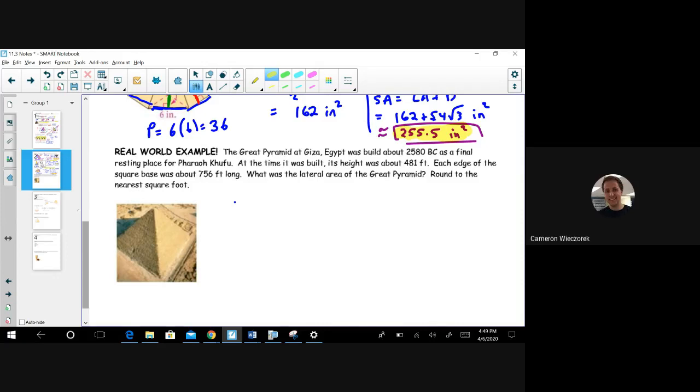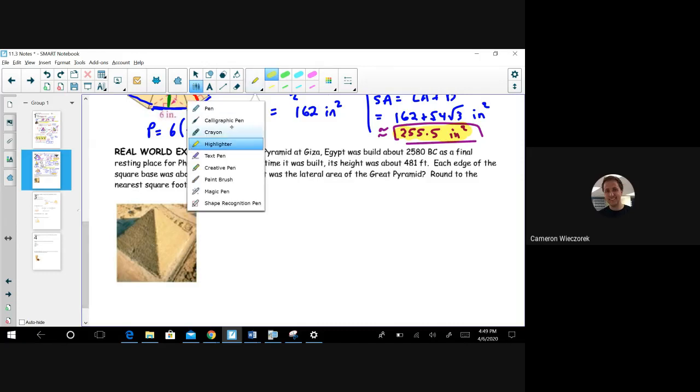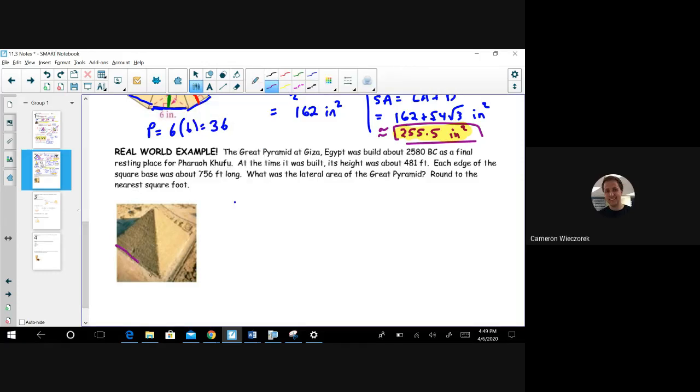Each edge of the square base was about 756 feet long. Okay. So here's your square base. You're not going to really see the square because it's hidden by all of the sides surrounding the pyramid, all those triangles. They want to know what was the lateral area of the Great Pyramid. Well, the reason we're only finding the lateral area is kind of what I was just saying. If you were going to be a spectator right here going to see the Great Pyramid, you're only going to see the triangular faces when you're standing on the outside in Egypt.